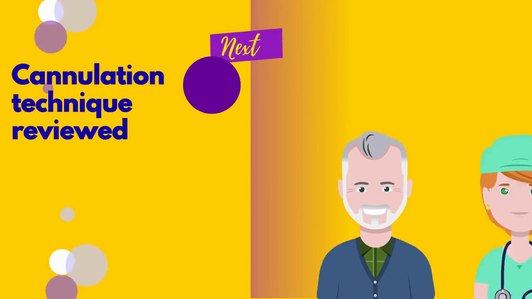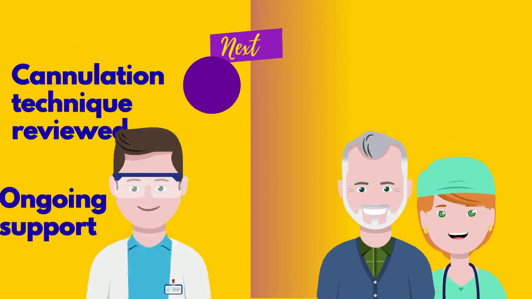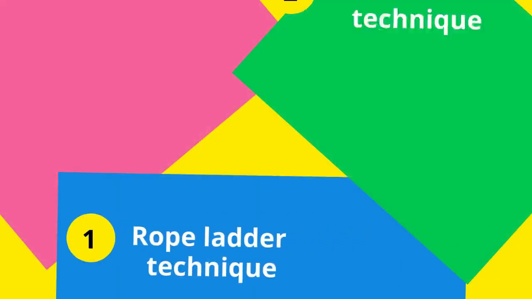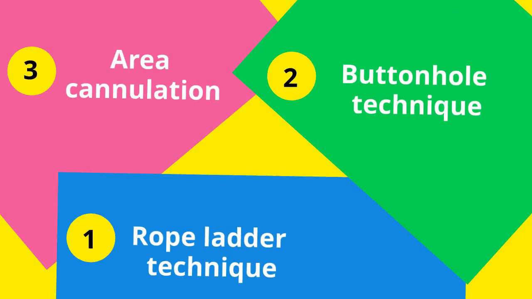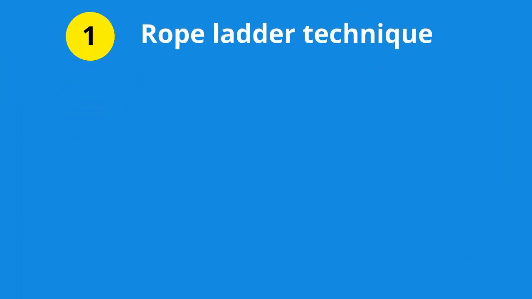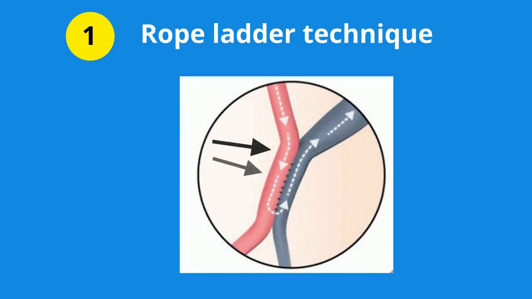The technique is reviewed carefully with the patient by a dedicated trained nurse, and ongoing support is provided by the hemodialysis unit. There are three techniques for cannulation of AV fistula. First is the rotating sites, or rope ladder technique. Rope ladder technique is the recommended technique of choice. The needling site is altered along the length of an AV fistula, resulting in the formation of minimal scar tissue.